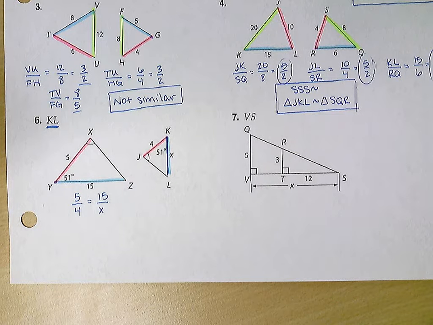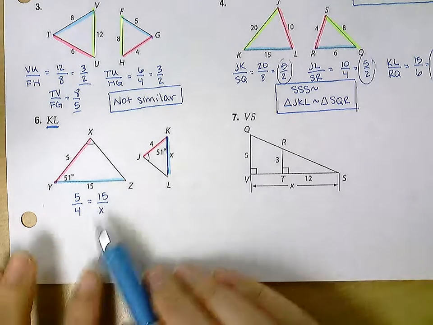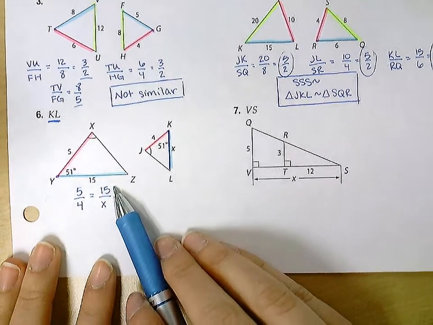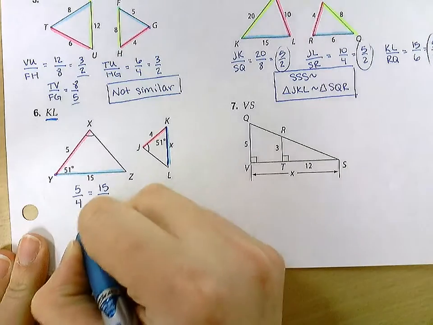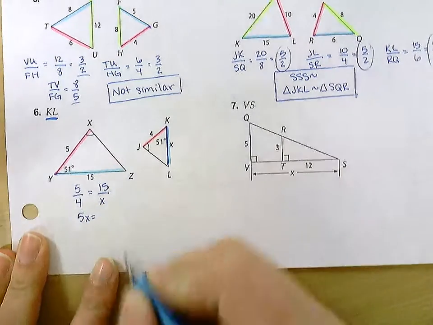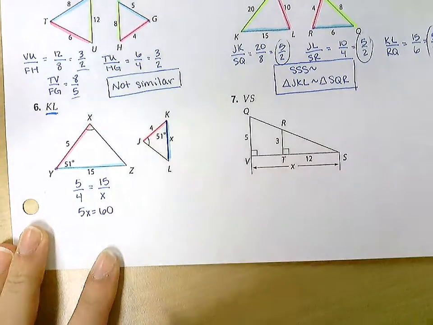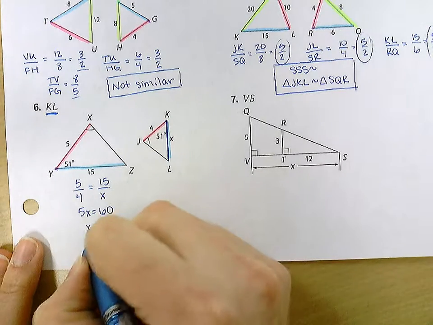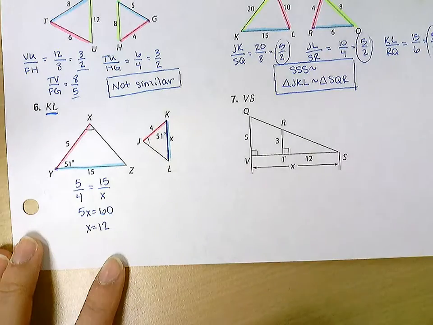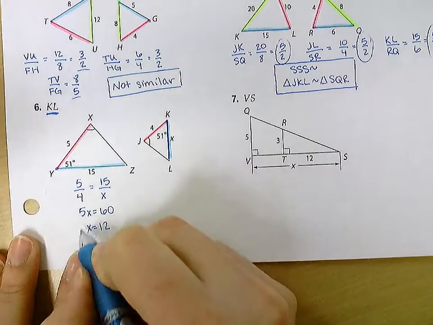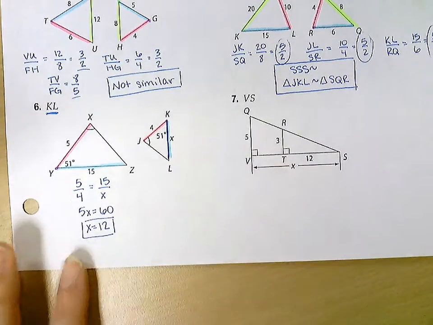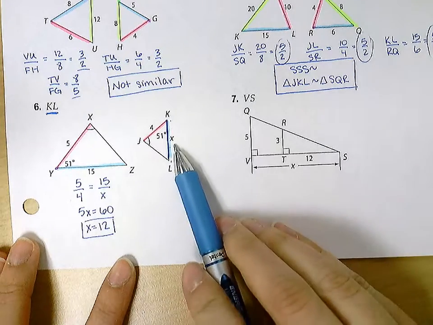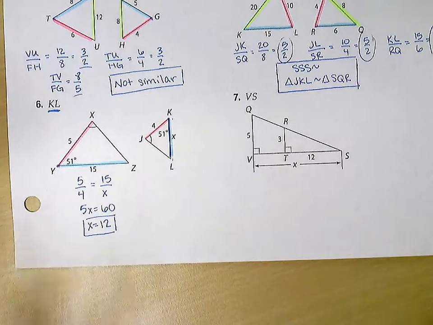So for this one, since I'm finding a side length, we set up a proportion. From here, I just have to cross multiply. So I get 5x is equal to 60. Divide by 5. And that x value will equal 12. And since I was finding KL, which is just x, I can say KL is 12 as well.